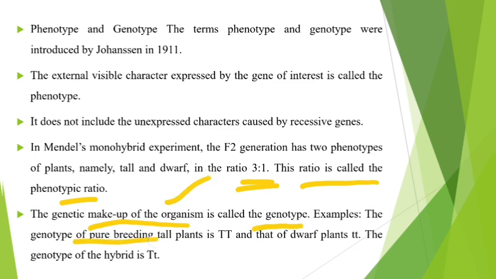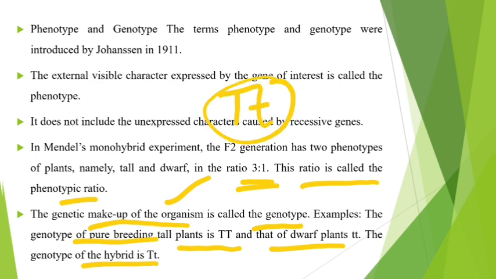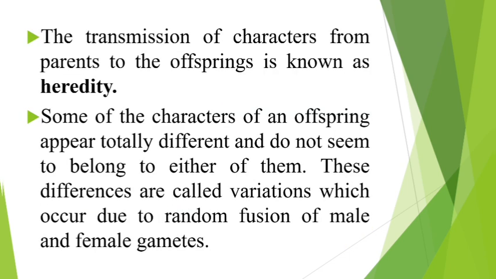The genotype of a pure breeding tall plant is capital T, and of a dwarf plant is small t, and the genotype of a hybrid is capital T small t. Okay. Next, the transmission of characters from the parent to offspring is known as heredity.